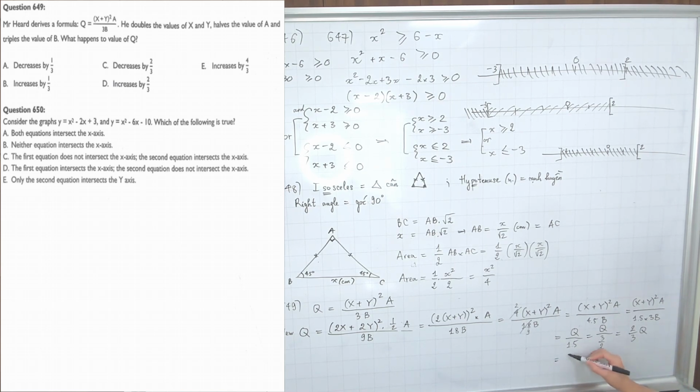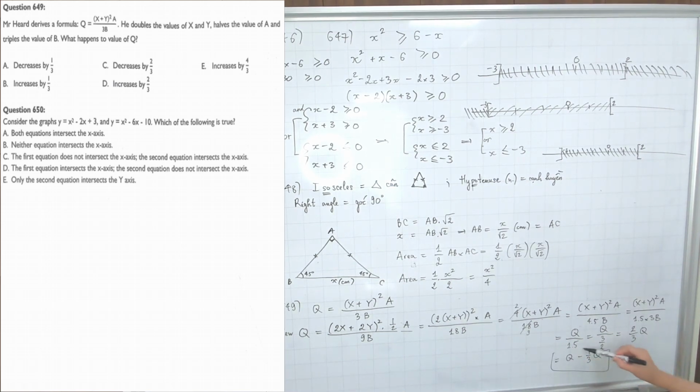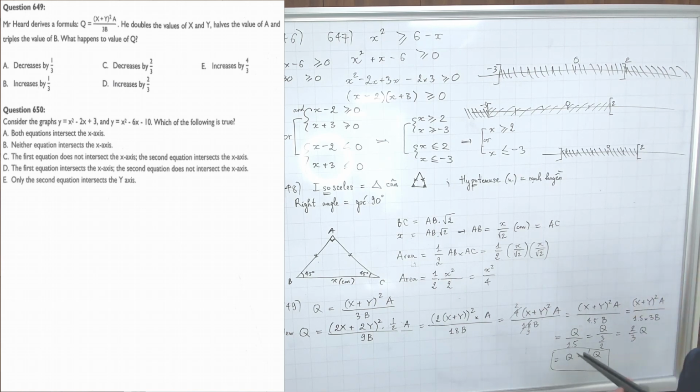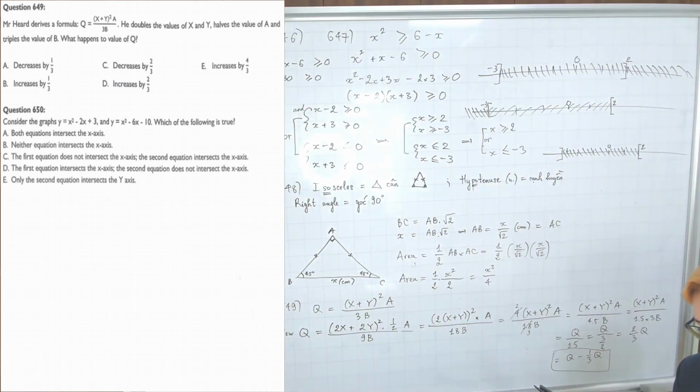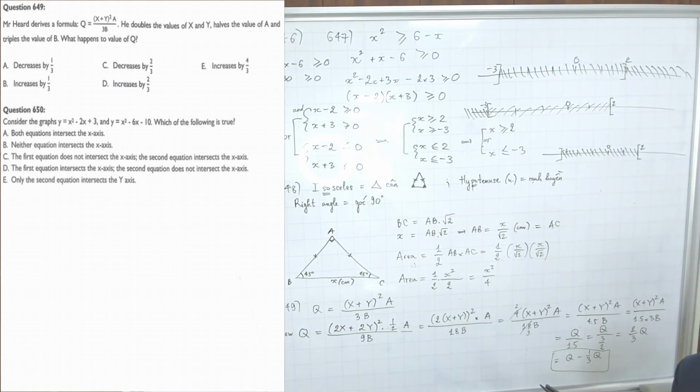So it's actually equal to Q minus 1/3 of Q. The old Q decreased by a third of itself, right? So this one is complicated, this question even tricks you right at the very end. This is tricky to the very end. Question 650 was the last math question. Math is done.